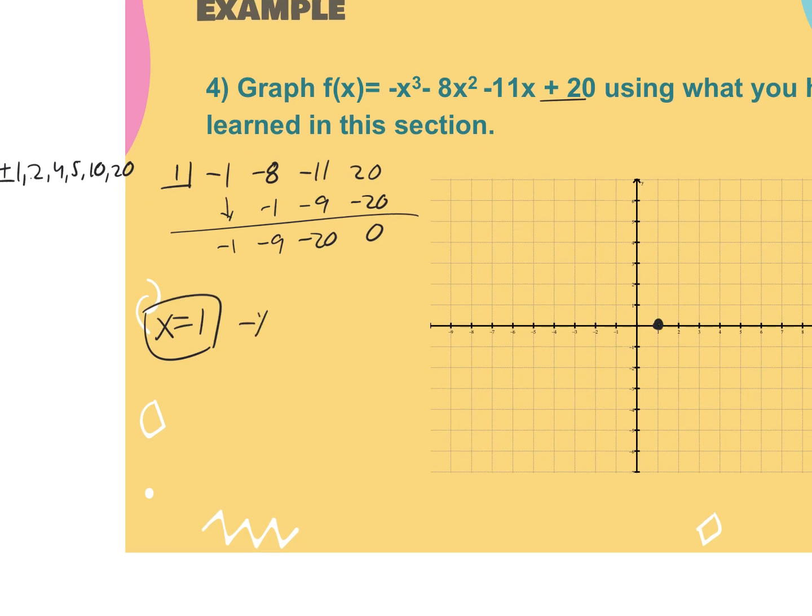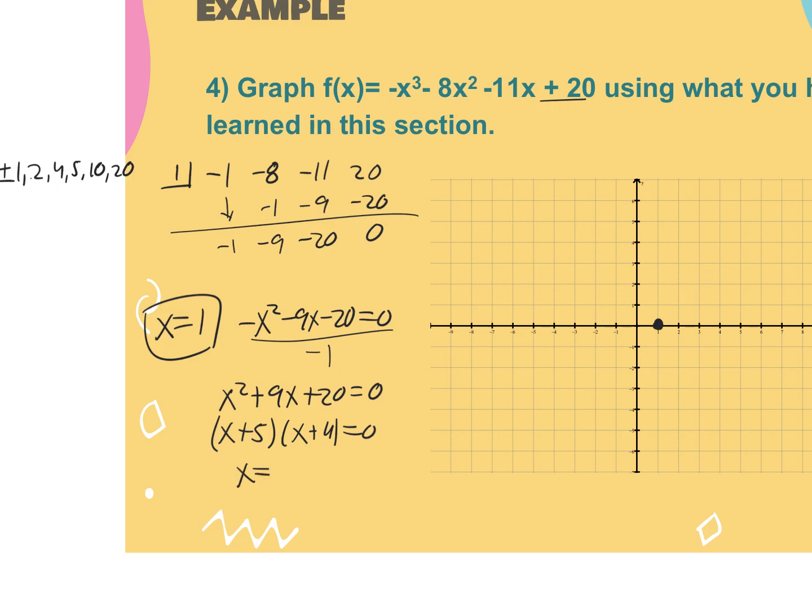All right, now let's do -x squared minus 9x minus 20 equals 0. I'm going to get rid of that negative, divide by -1. And then we get x squared plus 9x plus 20 equals 0. This is factorable. This is going to get us an x plus 5 and an x plus 4, and then we get x equals negative 5, and we get x equals negative 4.